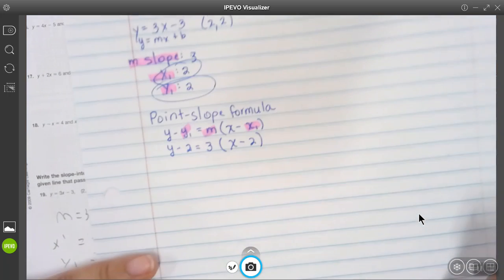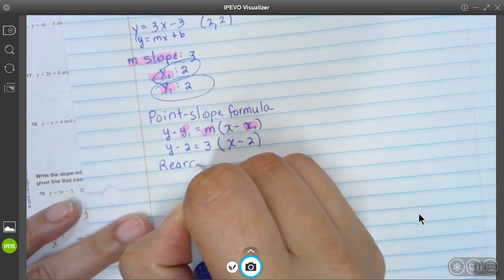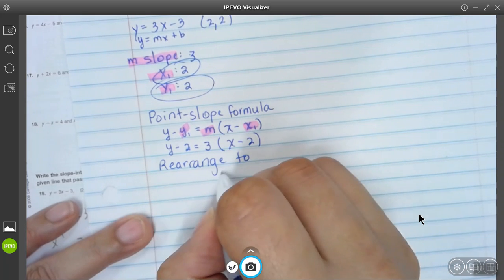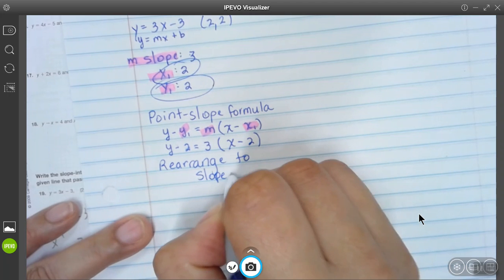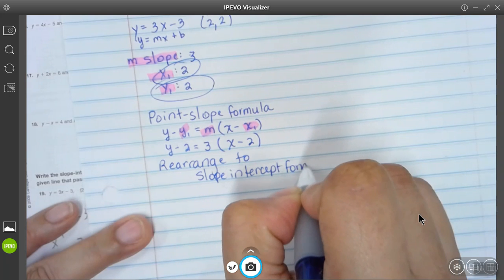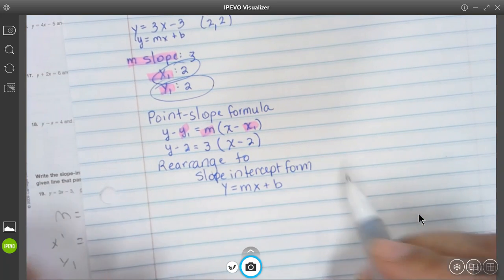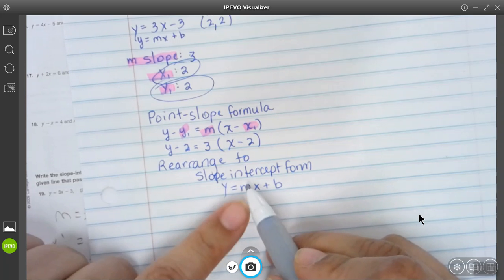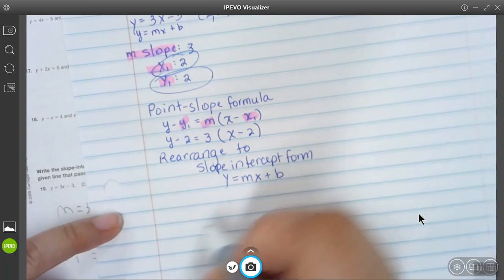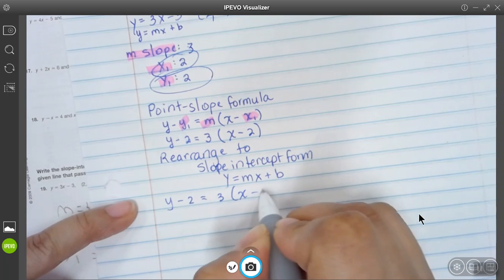And now you just have to rearrange to slope-intercept form. So that means we have to leave the y alone on the left, and we have to move the term with x and all the constants to the right. Here we go. y minus 2 equals 3 times x minus 2.